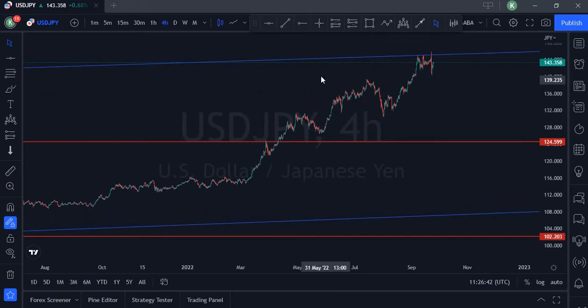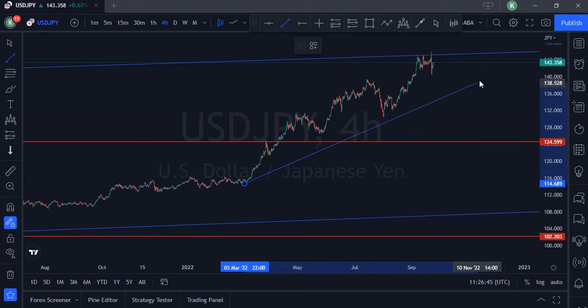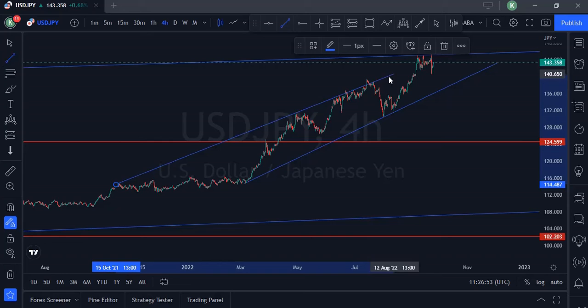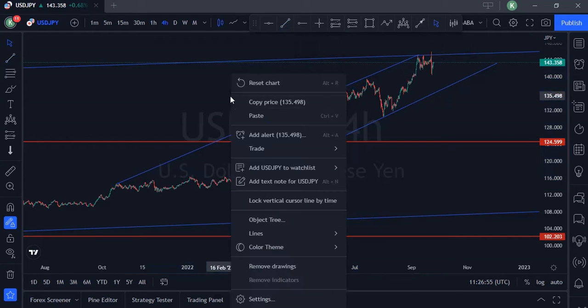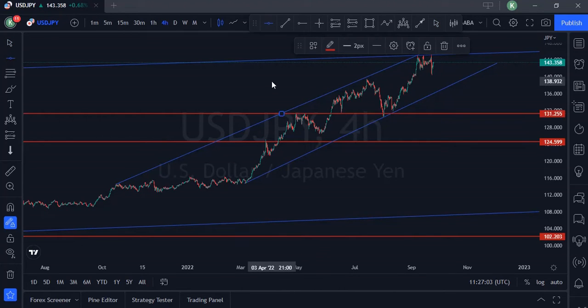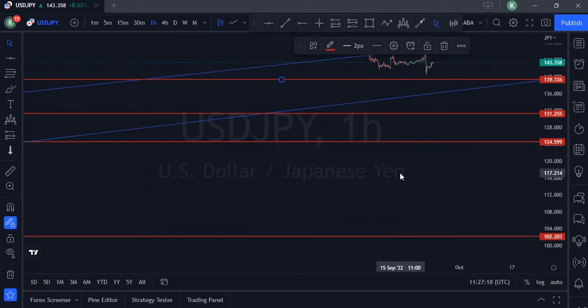Let's go to H4. On H4, we put trend lines also. Let's start here and hit here. Yes. Then also we do the same thing with levels. We have here, we have another one here. Where else? Okay. Let's go to H1.